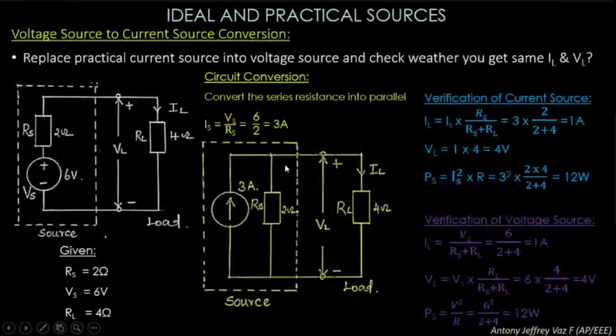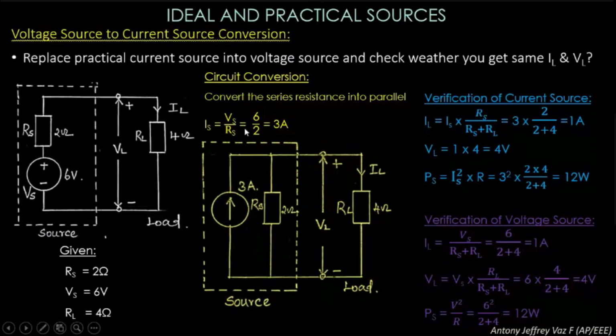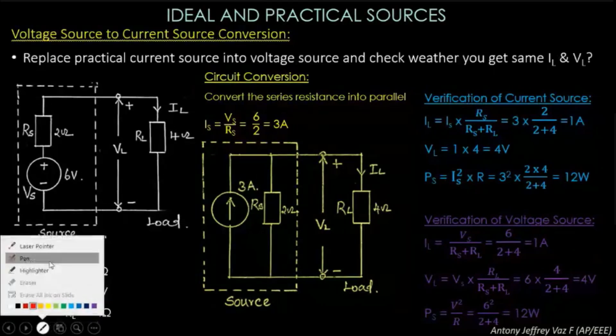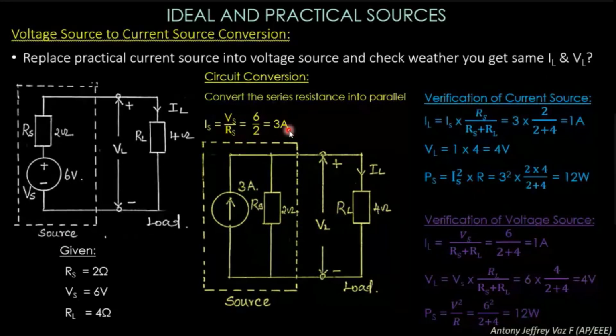Okay, now we are getting a value of 3 amperes of source current. Now we can substitute this 3 amperes in the current source over here directly, and now we are going to convert this series combination into parallel and redraw the circuit like this.